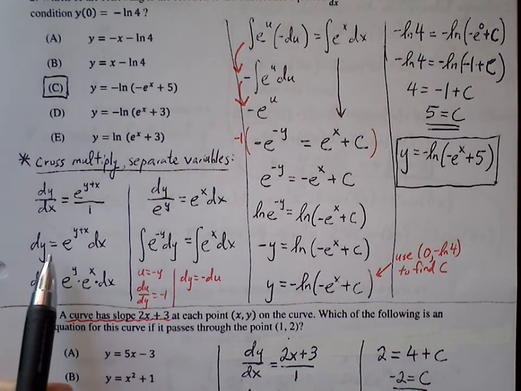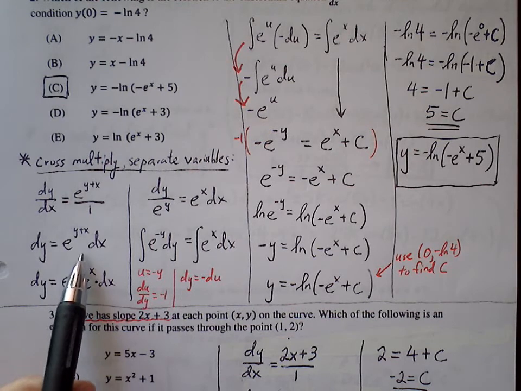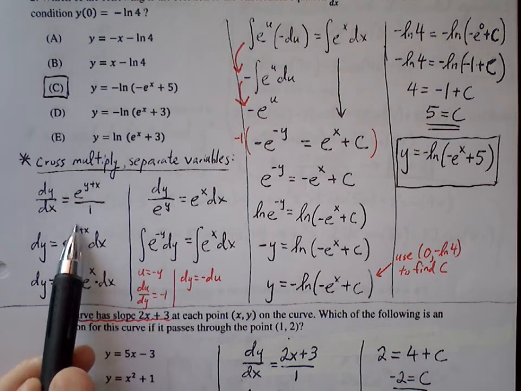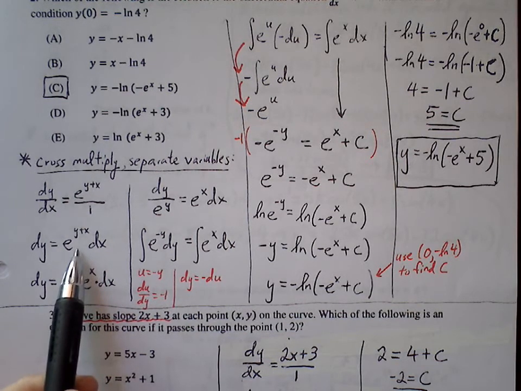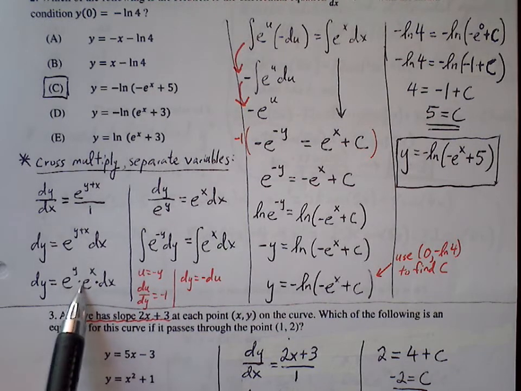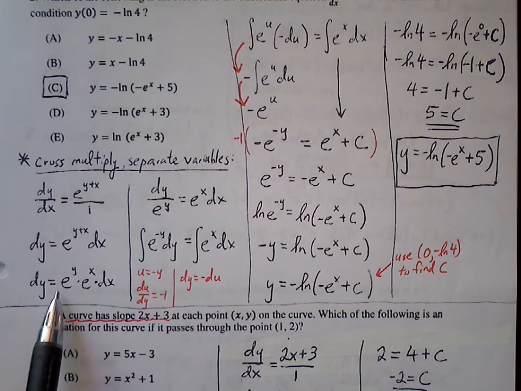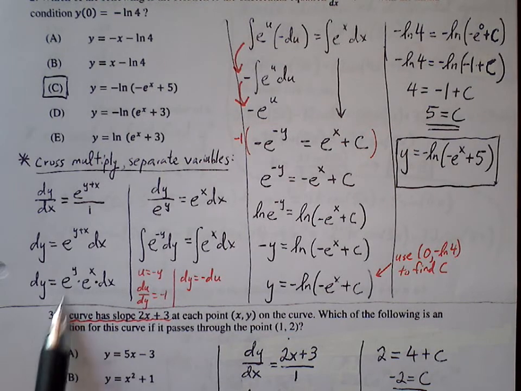Now, we got to go a little further. This is still not ready for antiderivative. Notice that this y is not in the right location, but it's not easy to just bring that y over. So maybe I can clean this up a little bit more. I'm going to continue to expand this out. E to the y plus x, same thing as e to the y times e to the x. And now I can more easily move some things around, right? I can divide both sides by e to the y.